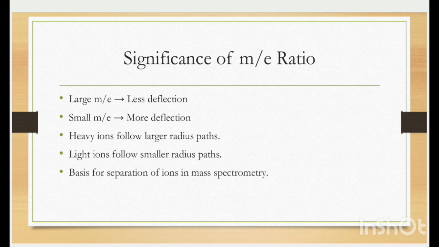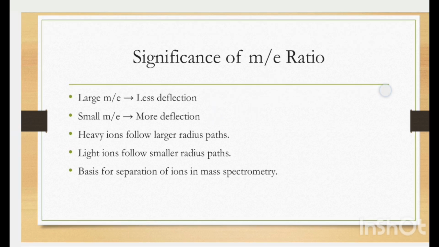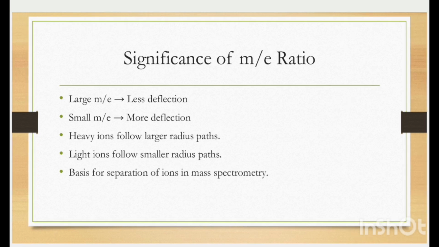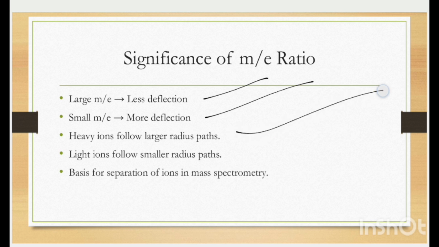The mass to charge ratio, or m/e ratio, is the basis of ion separation in mass spectrometry. Ions with large m/e show less deflection and ions with small m/e show greater deflection. Heavy ions follow a larger circular path, while lighter ions follow a smaller path. Thus, ions with different m/e values can be separated and identified.